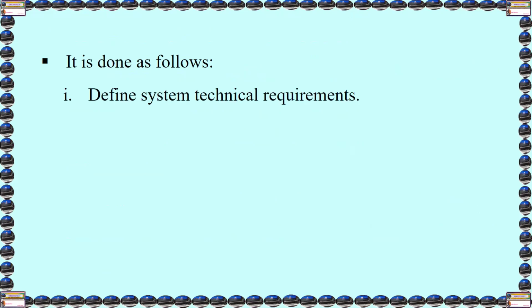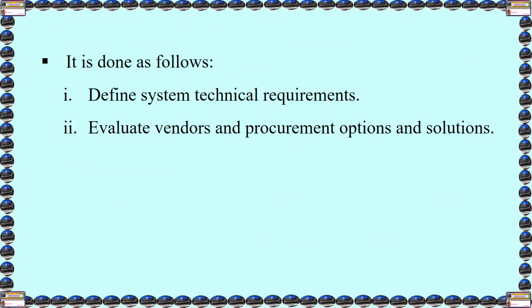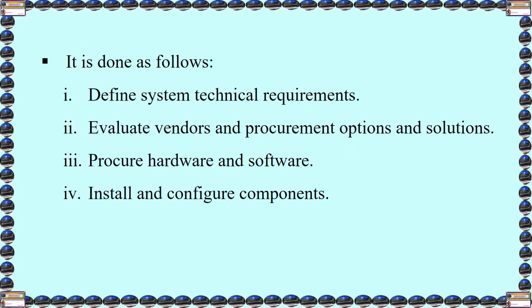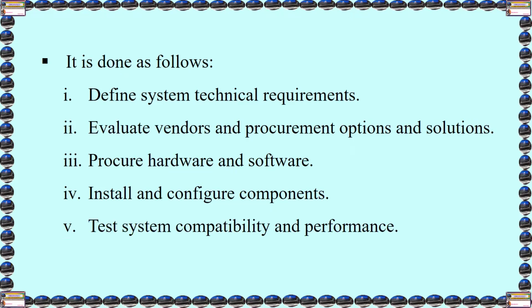One, define system technical requirements. Number two, evaluate the vendors and the procurement options and solutions available. Number three, procure the hardware and software that meets your expectations. Number four, install and configure components. Then test system compatibility and performance as number five.